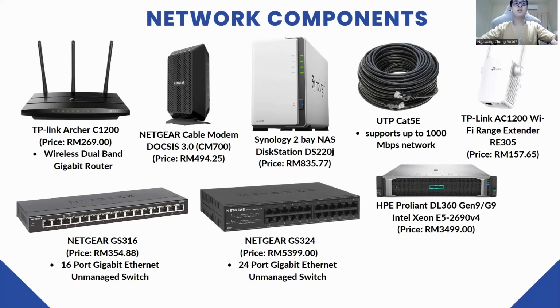The access point used is the TP-Link AC1200 Wi-Fi range extender RE305 with a price of 157.65 ringgit. The access point can improve the Wi-Fi coverage within a large area. The second signal transmitted by the access point is needed so that the receiver can receive a Wi-Fi signal when the original Wi-Fi signal is too weak. Moreover, this access point operates on both the 2.4 GHz band and the 5 GHz band. That's all for me.